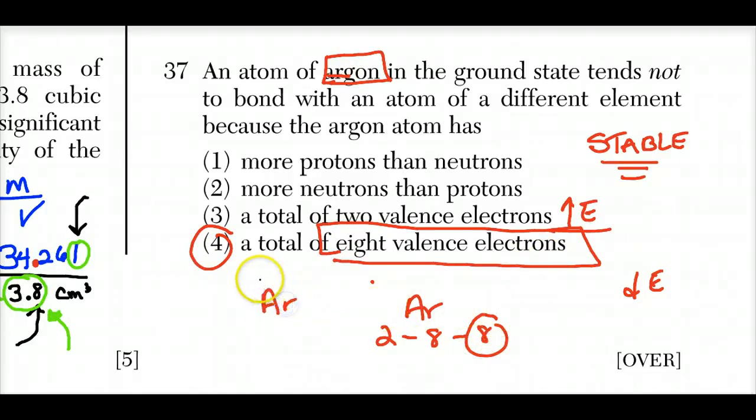So when you draw argon's electron dot diagram, you say, Mr. Grodsky, argon has no valence. It's a noble gas. Well, true, but we draw the 8 to show that argon has that 8 filled. Having that octet gives it a very stable configuration. Therefore, it doesn't bond with much. Choice 4.